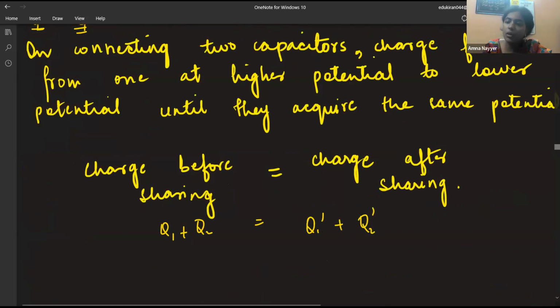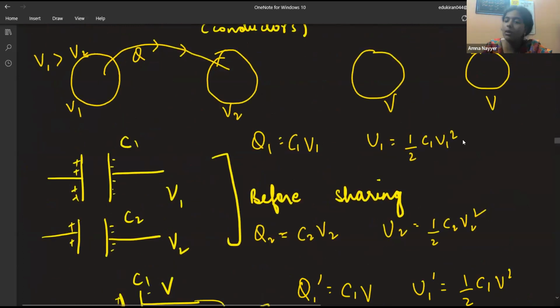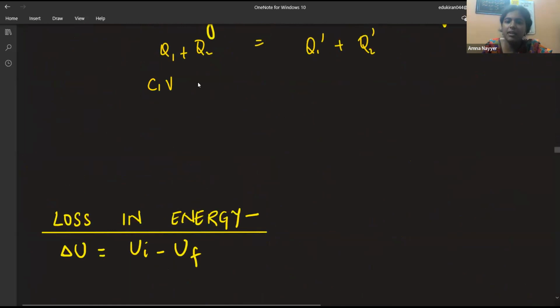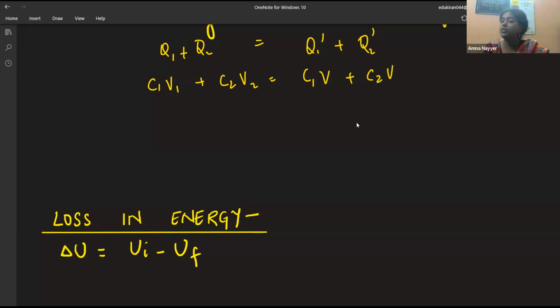What was the value of Q1? You all have answered; remember, Austin had answered this, and Humam has answered Q2. So all of you had agreed with me. It means I can put the value of Q1 as C1 V1, Q2 as C2 V2. And what can I write for Q1 prime? C1 V, remember, the same potential that has been achieved, plus C2 V, the same potential. Now see, can I take V common from here? I'm left with C1 plus C2 and here I'm left with C1 V1 plus C2 V2.